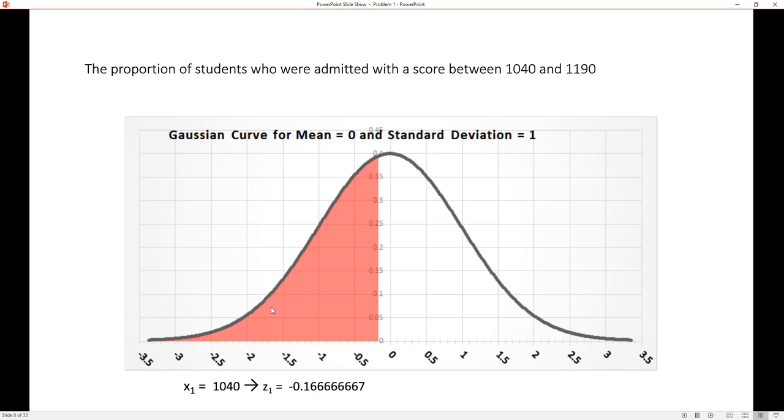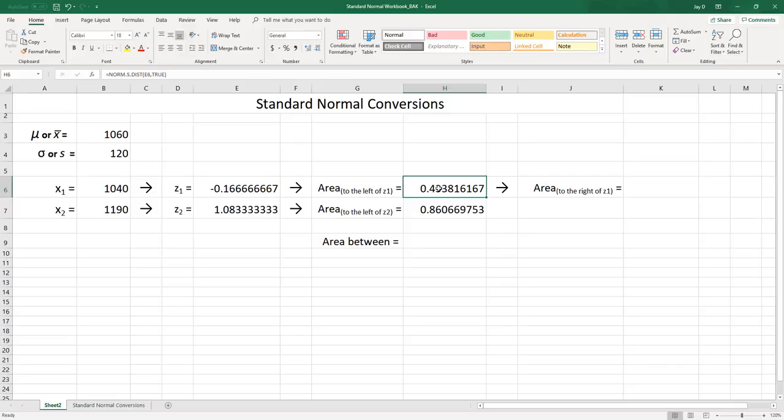I don't remember exactly what it was on the spreadsheet, but the next slide should tell me. And there we go. It's about 43.38%, or 0.4338, is the proportion of data that falls to the left of negative 0.16667. Let's go back to the spreadsheet and confirm that that's true. Yes, that's what it is.